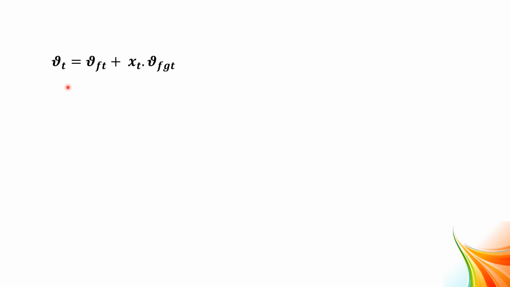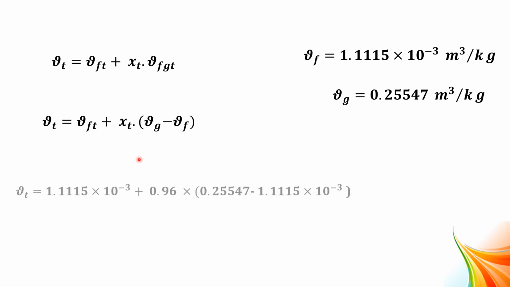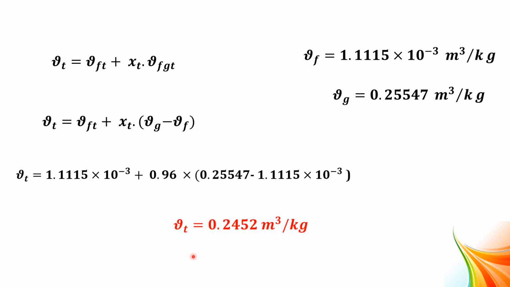The equation for calculating the specific volume is Vt equal to Vft plus Xt into Vfgt. Here the Vfgt value we are not getting from the steam table, so we can rewrite the equation as Vt equal to Vft plus Xt into (Vgt minus Vft). Now Vg and Vf values we have obtained from the steam table. Substituting these values in this equation, we get the specific volume Vt equal to 0.2452 meter cube per kilogram.